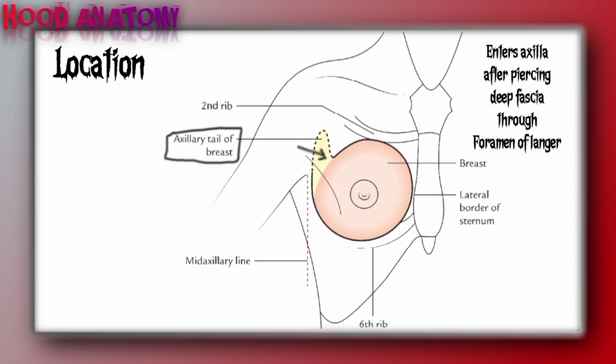The hole for deep fascia wey dis axillary tail of Spence dey pass through to reach axilla, dem dey call am foramen of Langer. Foramen of Langer, you dey see am ba? One stuff wey you fit keep for mind na say cancer of breast fit easily occur for dis tail wey we talk about now. Now na the shape of breast next.